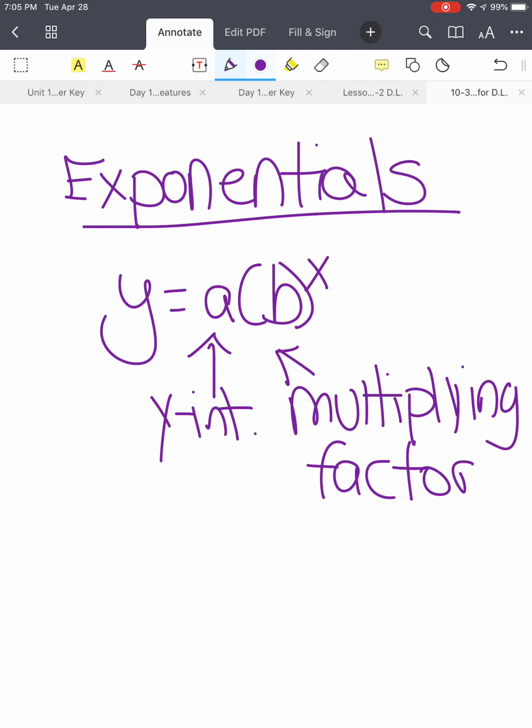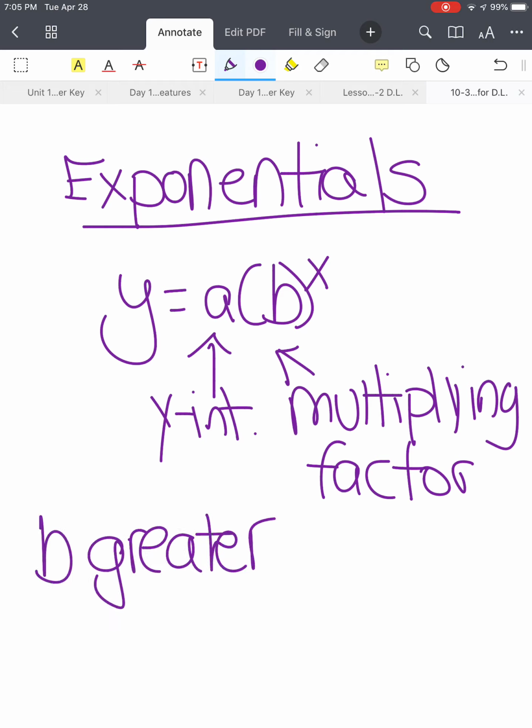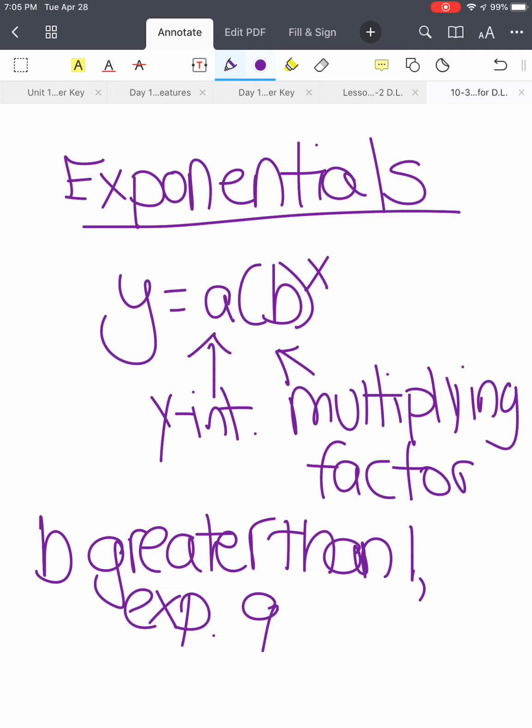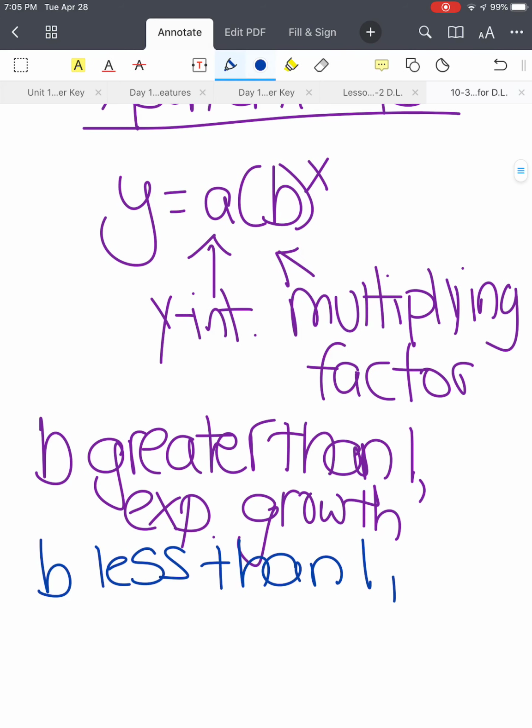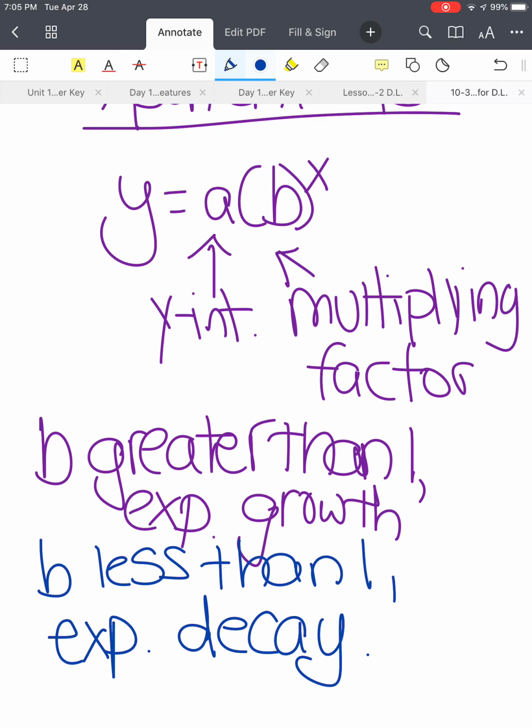Okay. If B is greater than 1, do you remember what it is? It is exponential growth. If B is less than 1, then what is it? Yep, it's exponential decay. Okay, so that's what we've done so far.